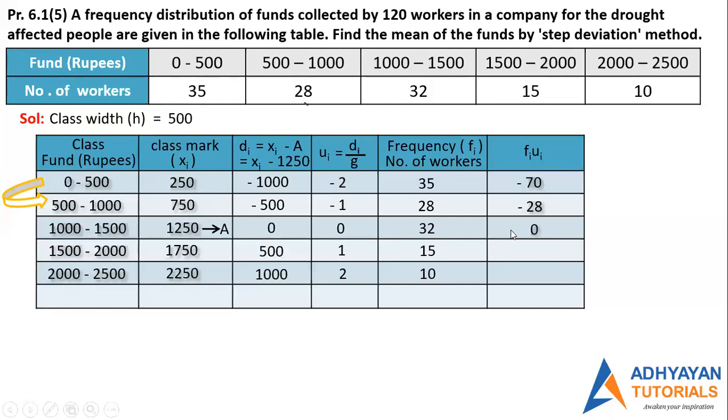Perfect. You are taking a note of how to multiply with 0, right? Next, Shreya. 15 into 1 equals 15. Perfect. Next one, 10 into 2 is 20.